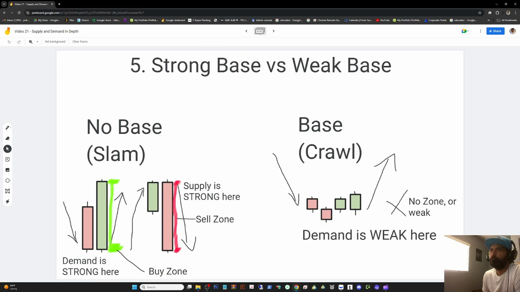5. Base versus no base. When price redirects, it will create a base or no base. No base is a redirection of price that is quick. It doesn't make a series of indecision candles before changing direction. It just changes direction as though it's slammed up or slammed down. Price changes direction strongly. The other type of redirection has a base, and it has a crawl into the other direction. Price changes direction weakly. A base or no base can tell us where supply and demand are weak or strong.